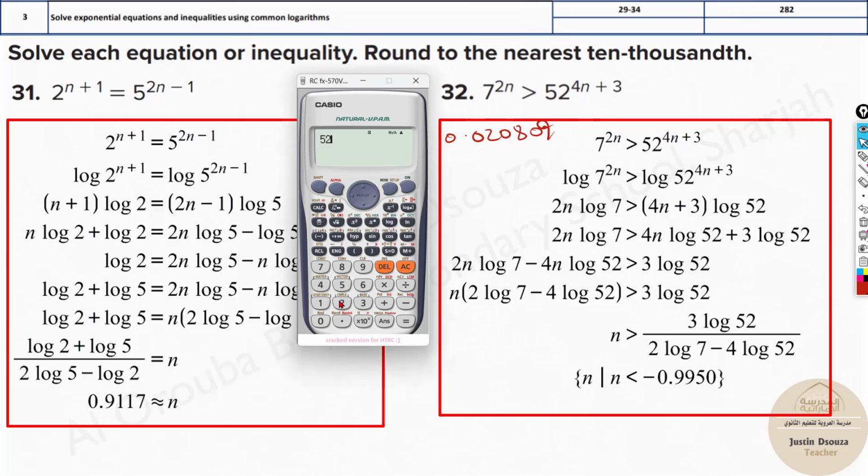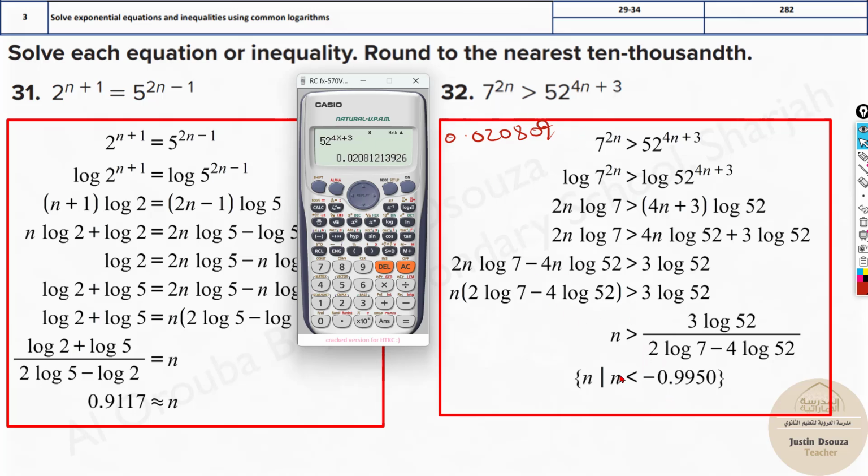And now what about this one? Here the right side, 52 to the power 4 alpha x plus 3, and now calculate at negative 0.9950. And what is the answer you're getting? See, it's almost close. It's not accurately close, but if I approximate this, it'll be 0.202081. It's almost close, right? So this is the correct x value.